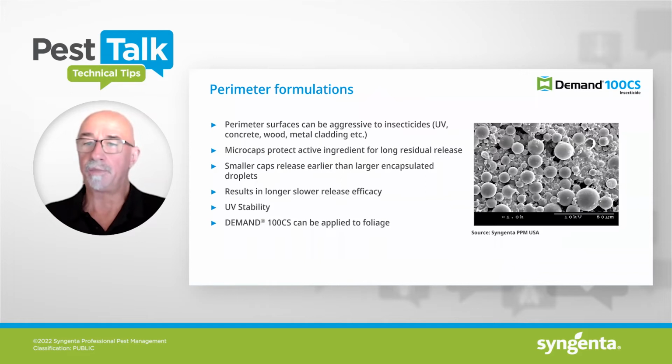Perimeter formulations. Perimeter surfaces can be aggressive to insecticides. UV, concrete, wood, metal, cladding, bark, all those sorts of areas. We've got porous surfaces where you have to get these insecticides on where the insect will nest and roost. It actually happens to be a part of that insecticide that works well. The microcaps protect the active ingredient for a long residual.